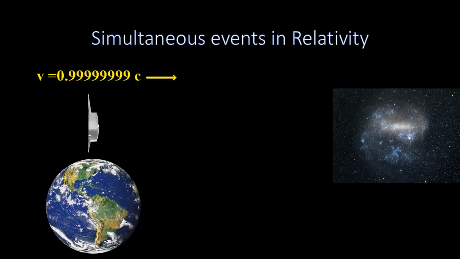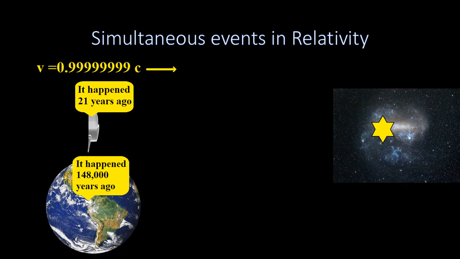Now let's take the case of a ship traveling really close to the speed of light relative to the Earth. One day, they both observe a star, called a supernova, in the Large Magellanic Cloud. According to the person on Earth, the supernova happened 148,000 years ago. But according to the person on board the ship, it happened only 21 years ago.